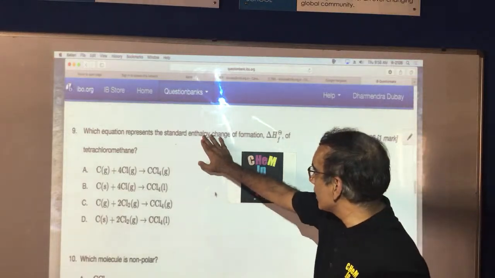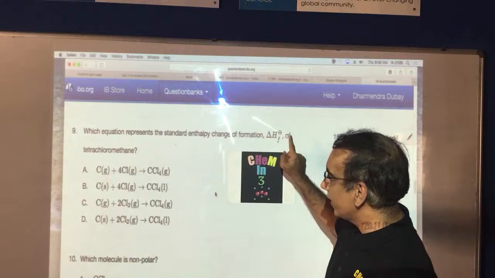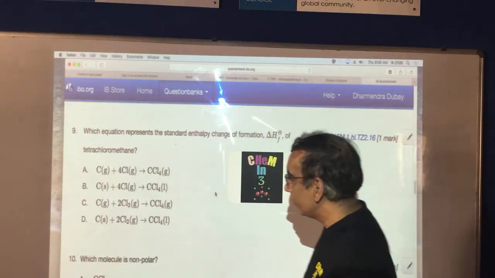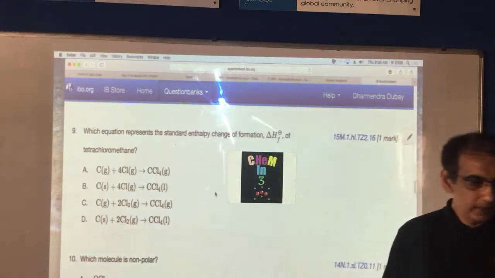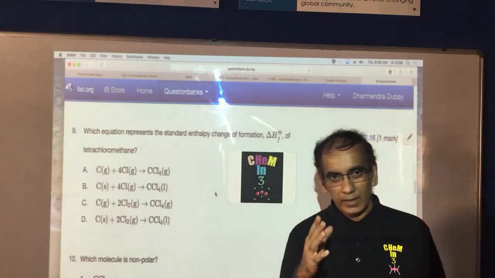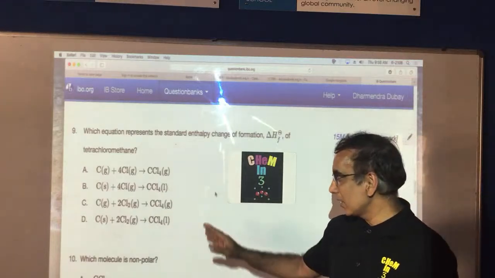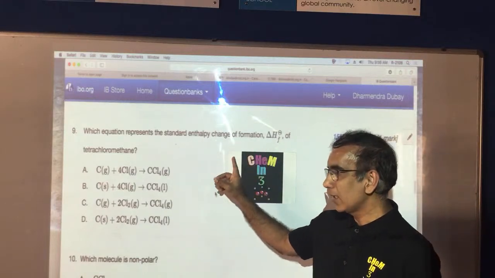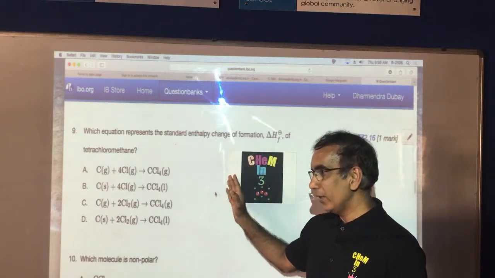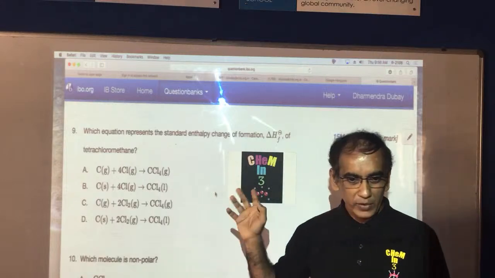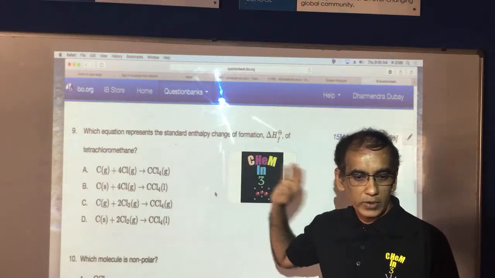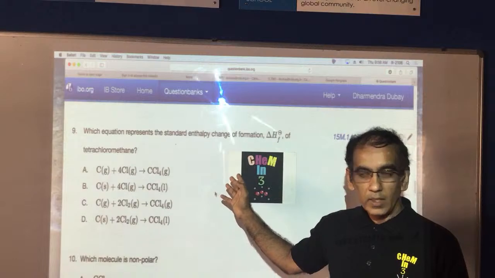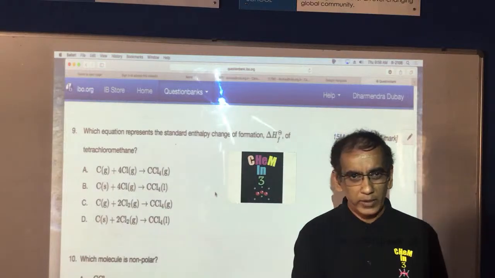Which equation represents the standard enthalpy of formation, delta HF, of tetrachloromethane? I've been looking over the SL exam, and there was a similar question to this one. It wasn't asking about the standard enthalpy of formation, it was asking about the bond enthalpy. And there's a difference between the two. That's what I want to use this question to highlight. Okay, so any comments that you guys have, you can put it there.